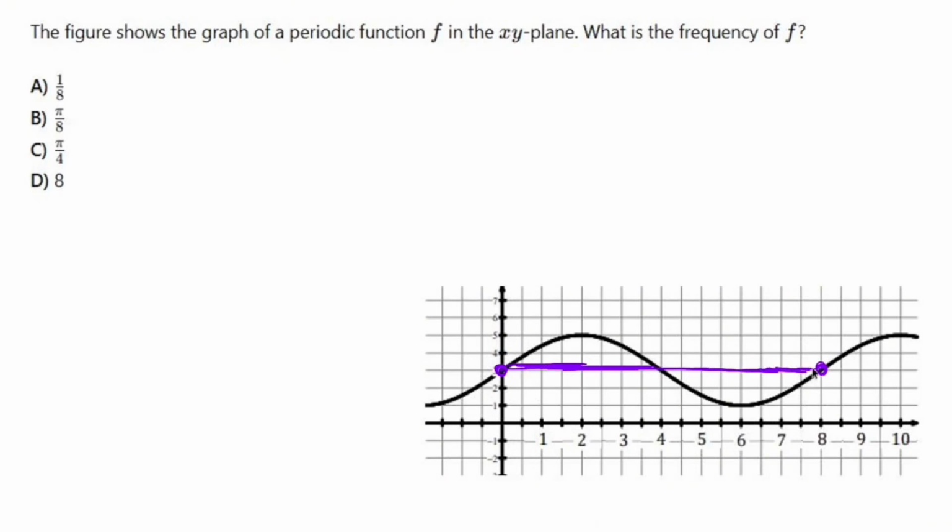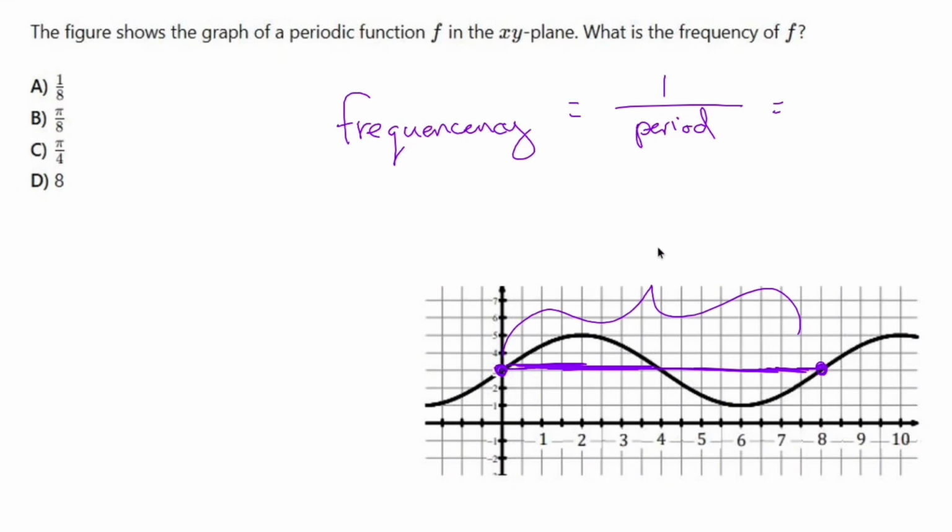Now what the frequency is saying is how many rotations or how many periods you would get for every 1 unit. But a better way of looking at it is that the frequency is going to be 1 divided by your period. So in this case, the frequency is 1 divided by 8, since the period is 8. And that's going to be A.